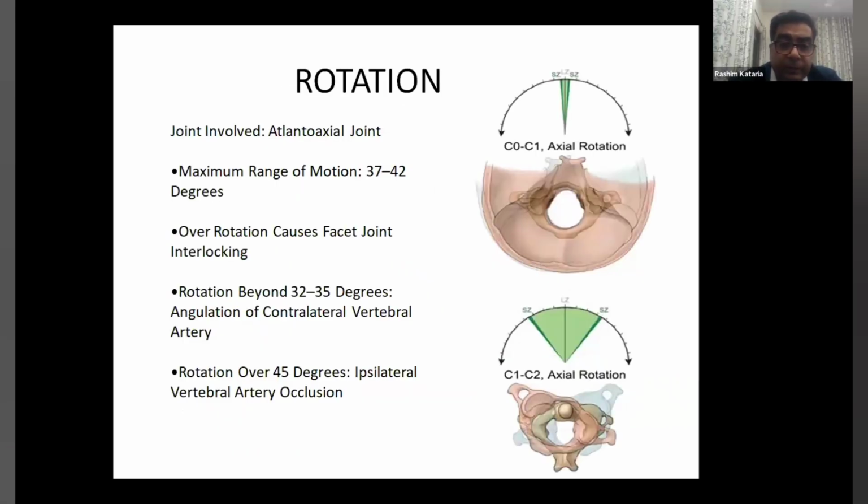Coming on to the rotation, the joint responsible for rotation mainly is the C1, C2 joint. The maximum range of motion is 37 to 42 degrees, and over rotation causes facet joint interlocking. So any rotation beyond 35 to 40 degrees would lead to angulation of the contralateral vertebral artery. And if things are not checked in road traffic accidents or any other injuries, if the rotation goes more than 45 degrees, ipsilateral vertebral artery occlusion can occur.